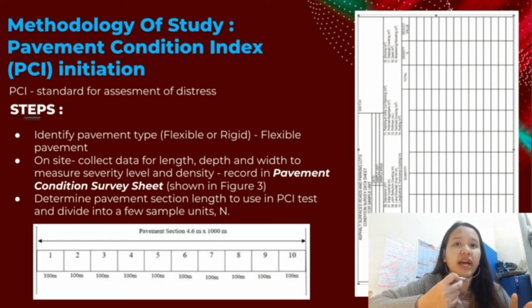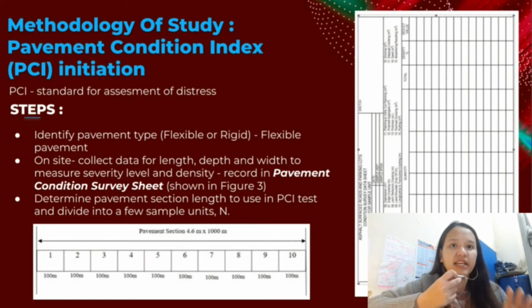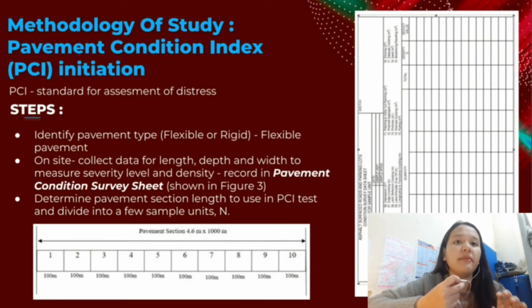After we have collected all the data, we need to record it inside the pavement condition survey sheet, which is shown in figure 3. After that, we need to determine the pavement section length to use in the PCI test and divide it into a few sample units. Here is the example: in this study, we have chosen 4.6 meters times 1 kilometer for the pavement section. 1 kilometer is equal to 1000 meters. For sample units, we divided it into 10, and each sample unit represents 100 meters of the pavement section.